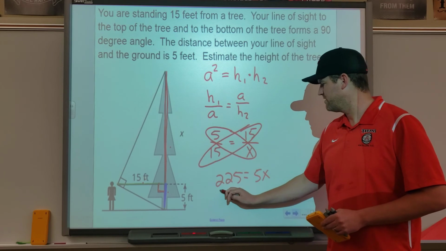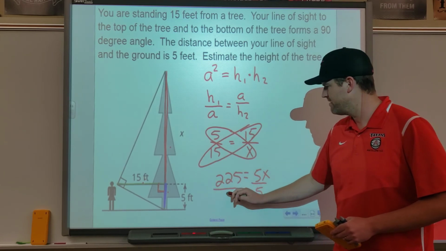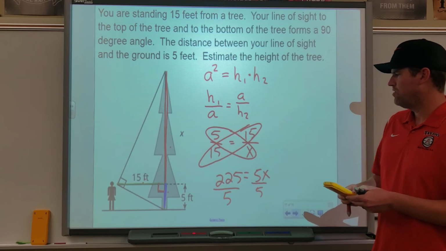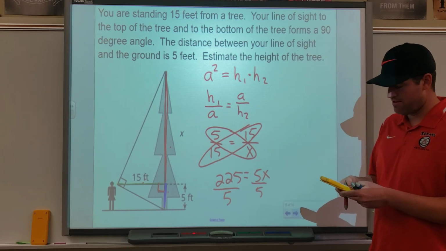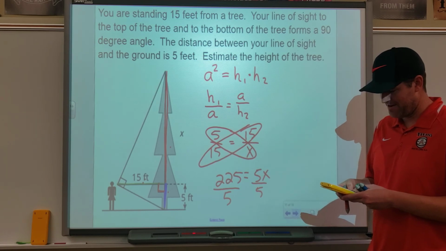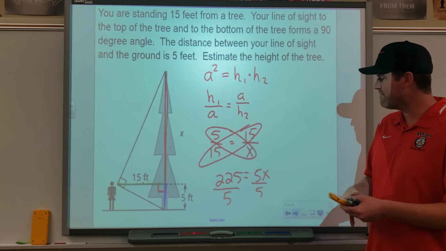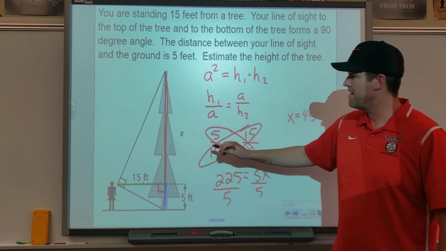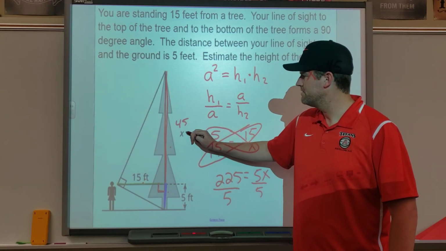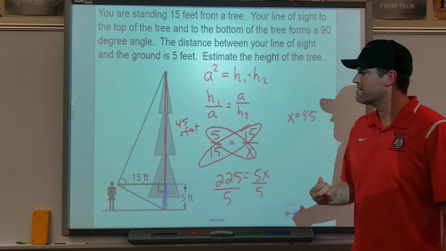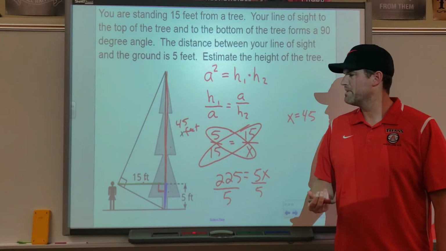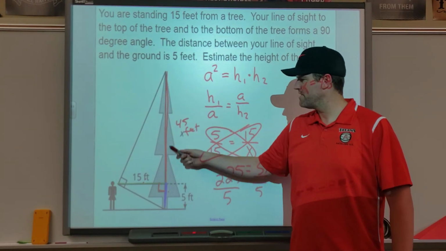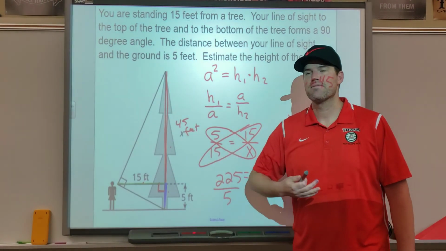And finally, I can divide both sides by 5, which I believe gives me, no, it's not going to give me what I thought it was. Let me double check that. 45. All right, so x equals 45 feet. Okay, so we use the geometric mean, right? We used our shortcut, boom, boom, boom, boom, to get that this portion of the hypotenuse will be 45 feet.